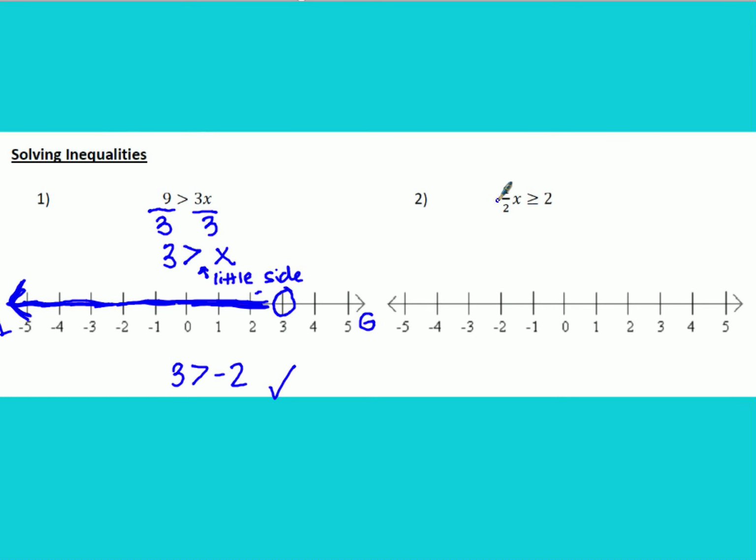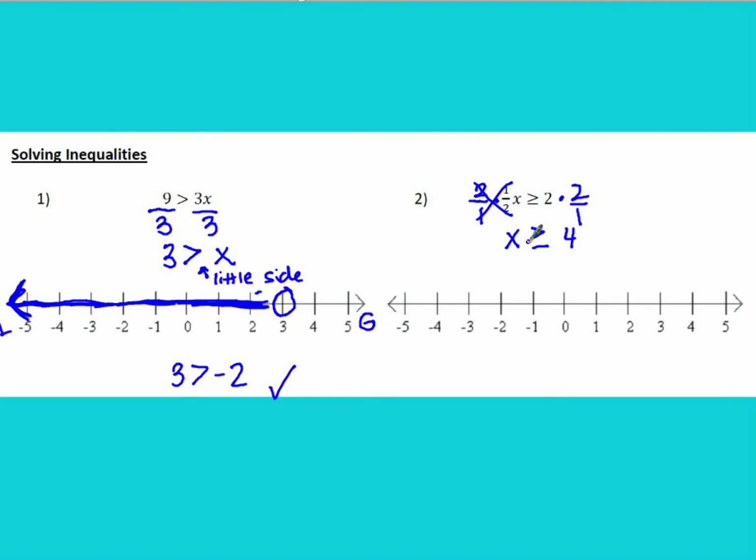Now remember, whenever you have a coefficient that's a fraction, we just have to multiply by the reciprocal. So we're going to multiply by 2/1 on both sides here. When we do this, this just becomes x is greater than 2 times 2 is 4. 4 divided by 1 would be 4. So that gets us x is greater than or equal to 4.